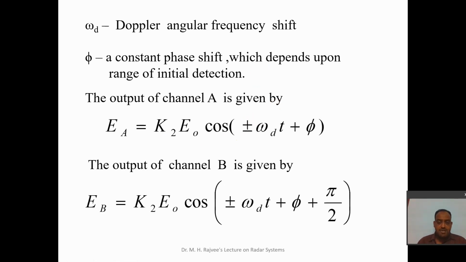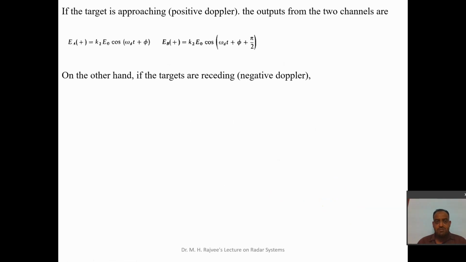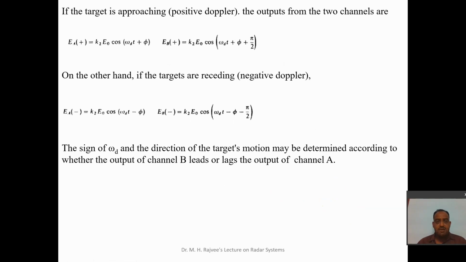Similarly, the other channel will also get a signal of the same kind, but with a phase difference of plus 90 degrees. That is channel A and channel B. These two signals are given to a synchronous motor. That means these two signals are going to be added up.